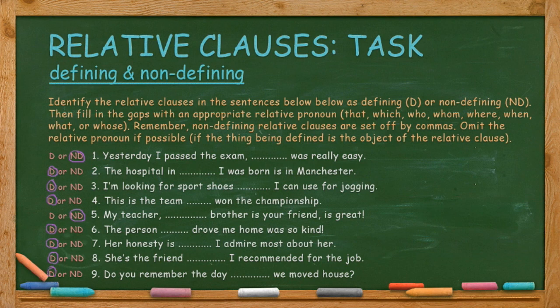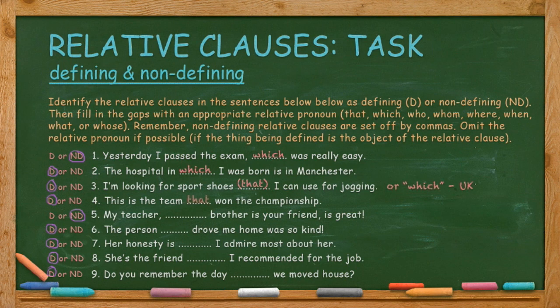And now for the missing relative pronouns. Number 1, yesterday I passed the exam, which was really easy. 2, the hospital in which I was born is in Manchester. 3, I'm looking for sports shoes that I can use for jogging. That can be omitted. In British English, you could also use which.